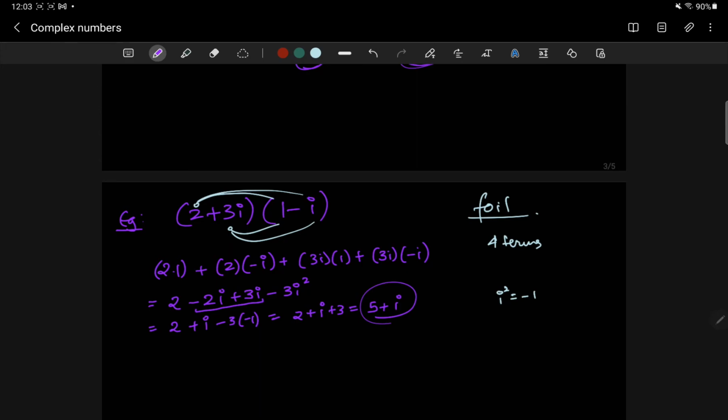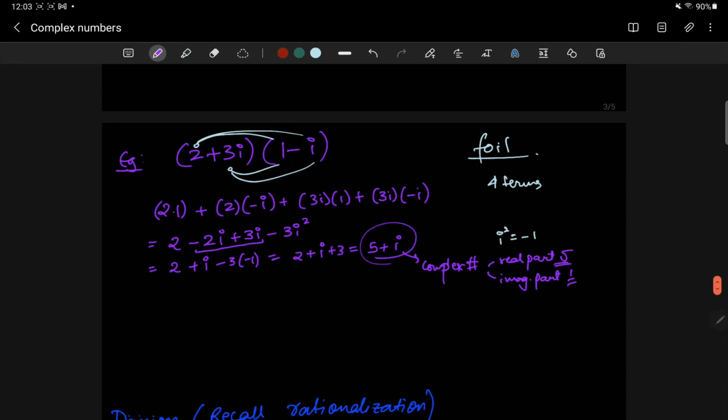So multiplying these numbers gives me another complex number. So this is a complex number which has real part 5 and imaginary part 1. Let's look at another example.